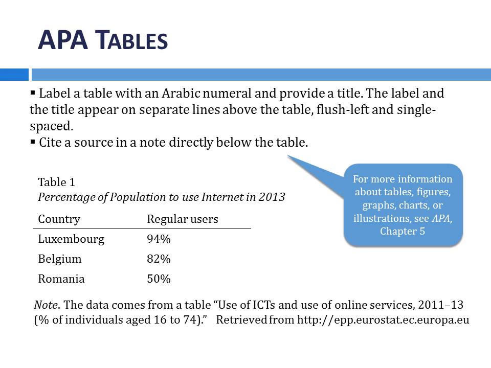Next is the table itself. So in this case, we have the country with 3 countries listed under it and regular users. Now in the title, I've said that this is the percentage of population that uses the internet in 2013. So the table is showing what I have used as the title. Below the title, we have the citation of the source. Typically, we will put this in the form of a note. So I have note in italics, and I have noted where the data actually comes from.